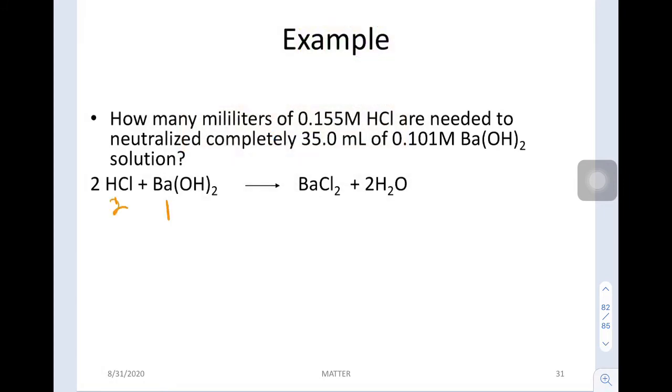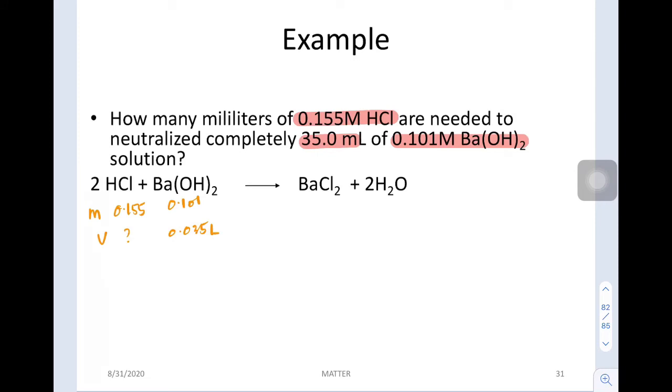Take out all the information that we have. Here we have 0.155 molar of HCl, 35 ml, 0.101 molar of barium hydroxide. So write the information that we have. Molarity is 0.155. Volume is what we want to calculate. Molarity of barium hydroxide is 0.101 and volume is 0.035 liter. We want to calculate the volume.